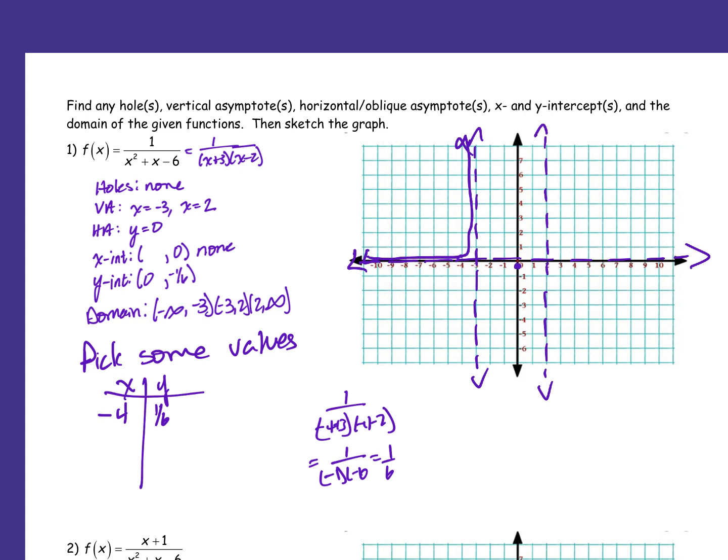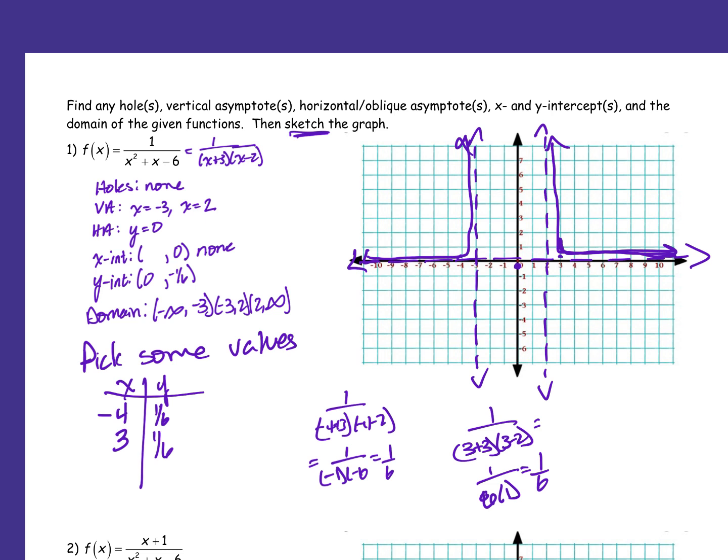And then let's do positive 3. I'm willing to bet it's going to be in the same area. So 1 over (3 plus 3) times (3 minus 2), which is going to be 1 over 6 times 1. I almost said 9. So it is again 1/6. So again, it looks like this. Curve down. That should be a curve and not a square. Sorry, my drawings are not great. By the way, it says sketch, so it doesn't have to be exact. Okay, so we're sketching it.